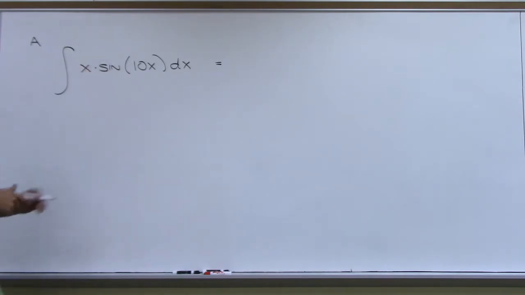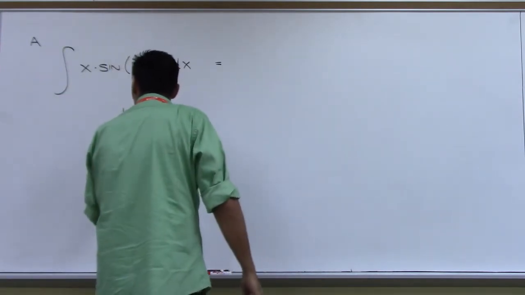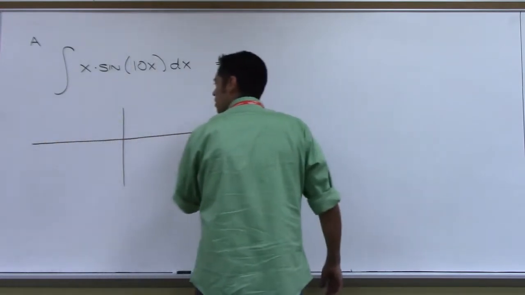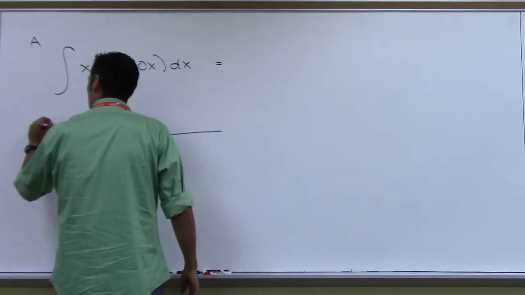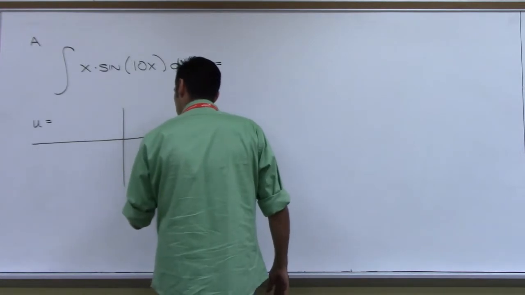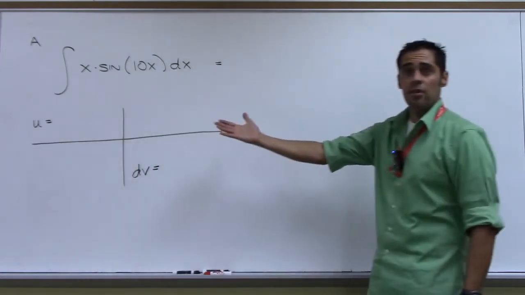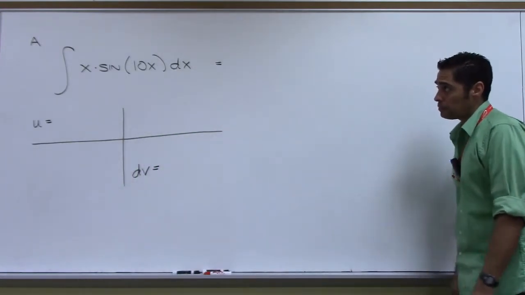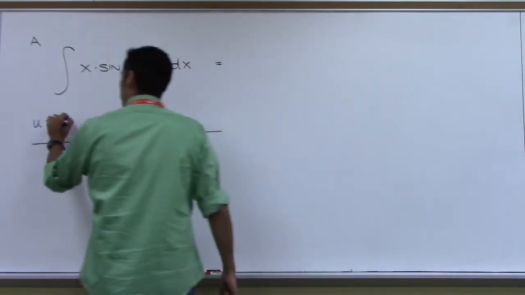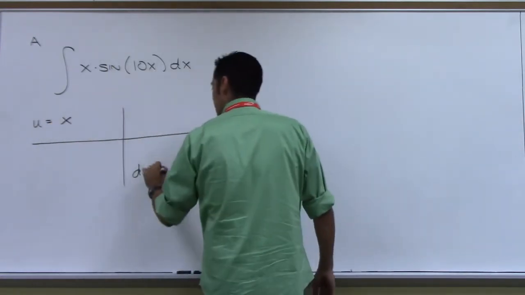And this is where I said I like to make a table, right? Different instructors have different ways. This is just the way I like to do it. So I always write down these two pieces of information first. I make my choice of u, which in this case would be what? We said x, and that forces everything else in there to be my dv.